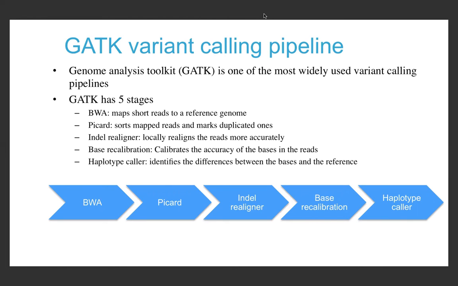Then Picard sorts these mapped reads and marks duplicated ones to prevent using them in downstream analysis. Then the indel realigner locally realigns these reads to identify their locations a little more accurately. Then the base recalibration algorithm recalibrates the quality parameters of the bases of each one of these reads. And finally, the haplotype caller is a variant caller algorithm that identifies the differences between the bases of the sample DNA compared to a reference DNA.